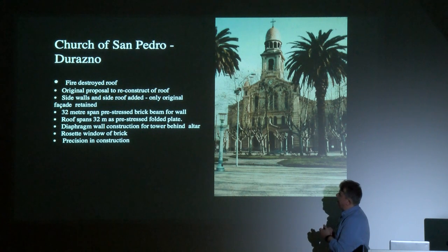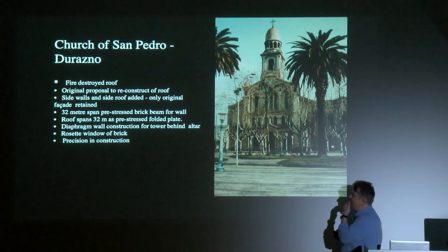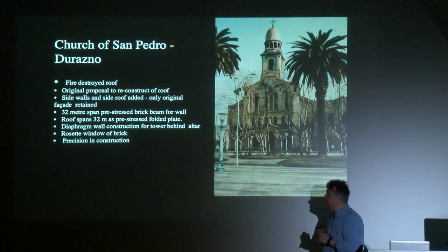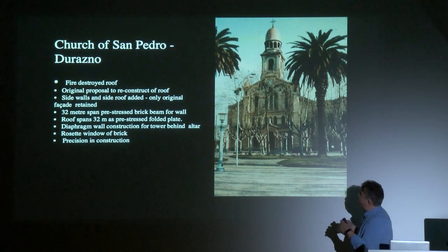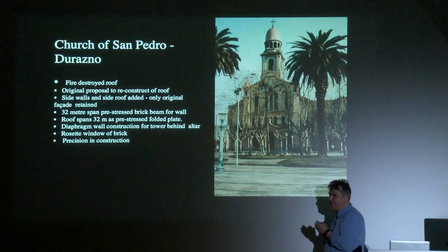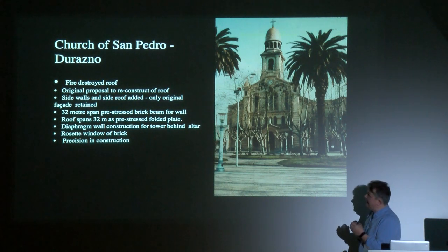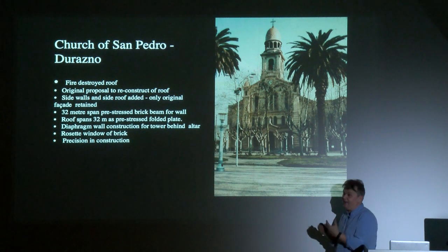Another church he was involved in is something I've been spending a bit of time on recently: the Church of San Pedro in Durazno. Durazno is a small town, about four hours from Montevideo, and it was originally a very traditional church. In 1967, there was a fire which damaged the roof quite badly, and Dieste was called in to propose a reconstruction, a repair, and effectively redesigned almost all of the church in a really very dramatic way, and technically very complex as well.